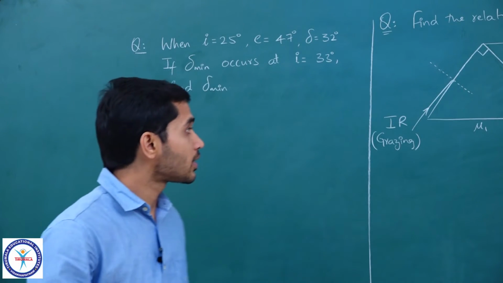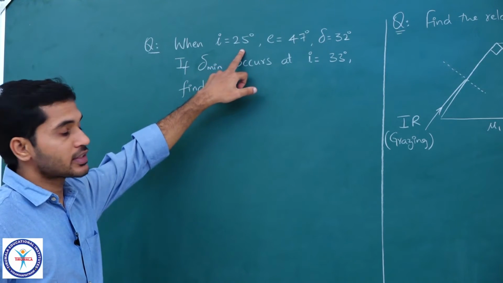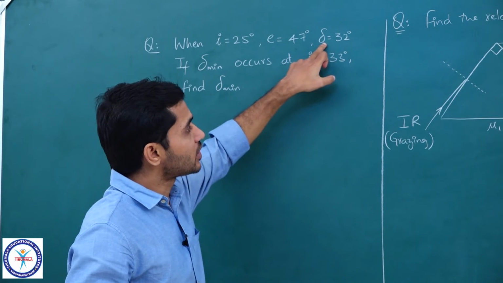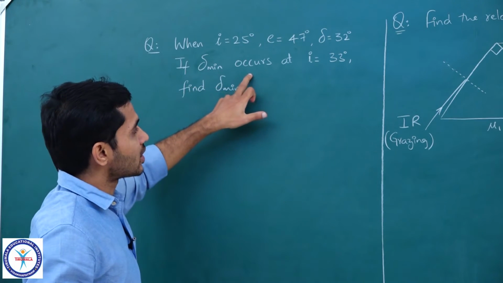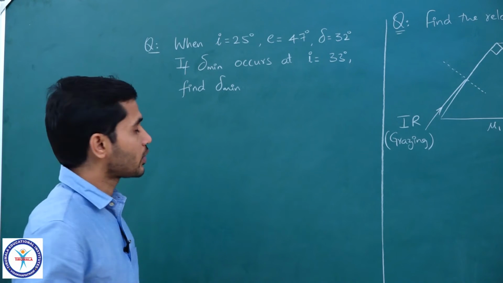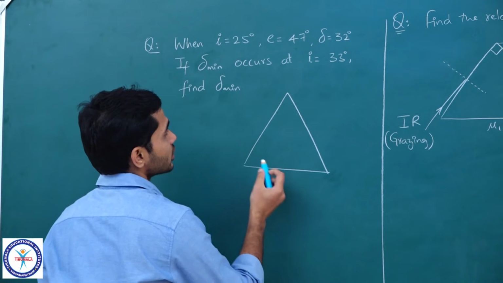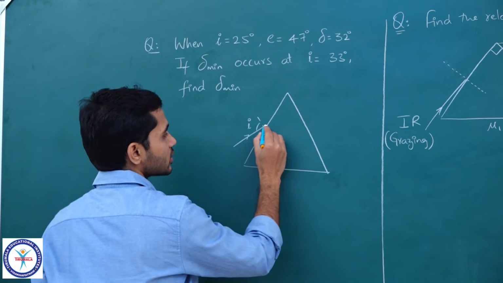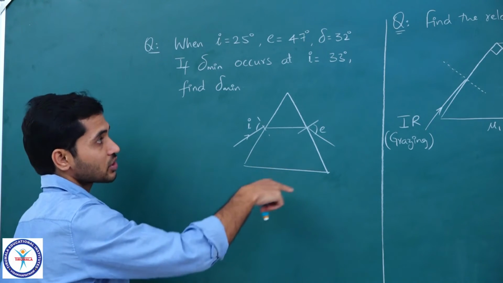So, students, here in this question it is given that when I is 25 degrees, E, which is emergence, is 47, and the deviation is 32 degrees, right. And if delta minimum occurs when I is equal to 33 degrees, find delta minimum. So, that is what they are asking. We have a prism. Using the given information, in a particular scenario the value of I is given to us, the value of E is given to us, and even the deviation is also given to us.